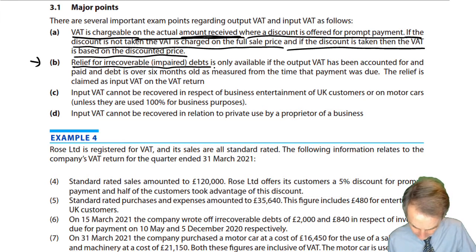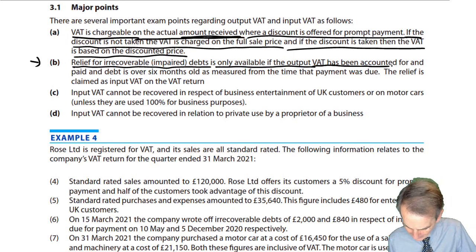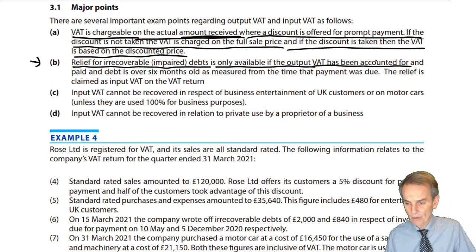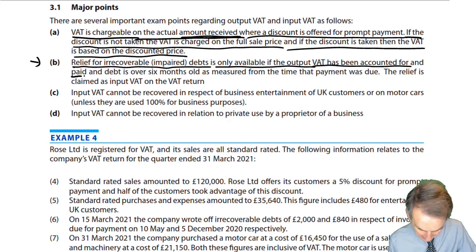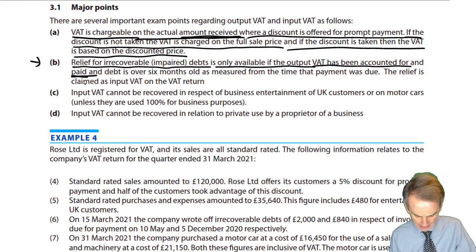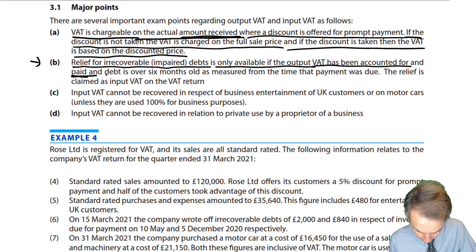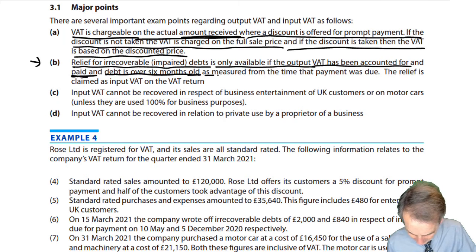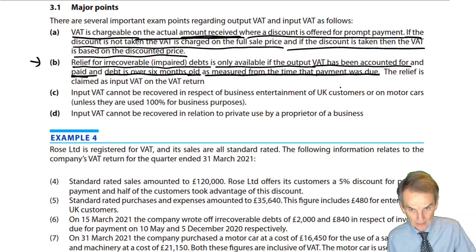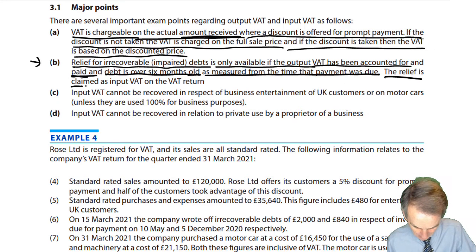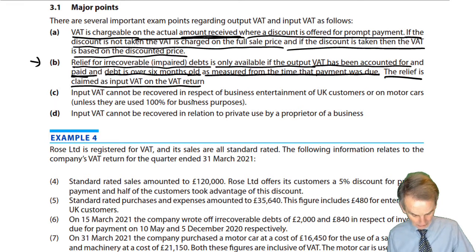The rule says we can only get that relief, only available if the output VAT has been accounted for. So we've made the sale, it's gone on a VAT return, we've accounted for that, and accounted for and paid, so we've paid over the output VAT, of course, to HMRC. And here's the critical one. The debt is over 6 months old as measured from the time that the payment was due. The relief is claimed as input VAT on the VAT return.